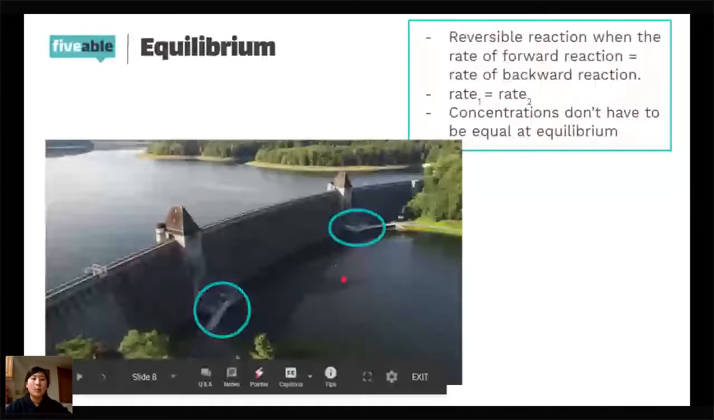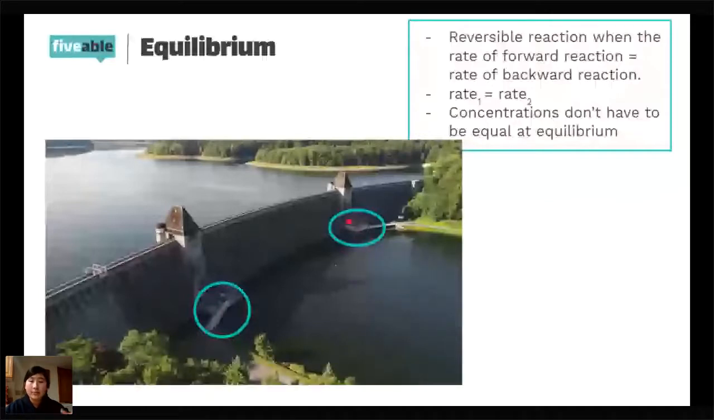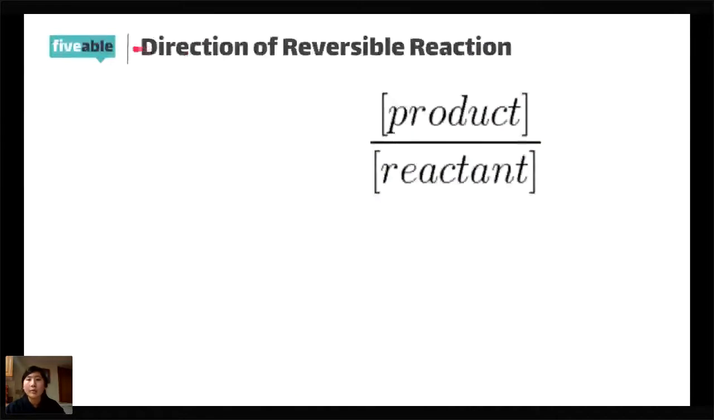So if the rate of water coming in is equal to the rate of water coming out, then you have equilibrium. So I hope that makes sense. I hope that it gives a clearer picture. So it's really the rate of the reaction that determines if you are at equilibrium or not. All right, so now we're going to talk about the direction of the reversible reaction.